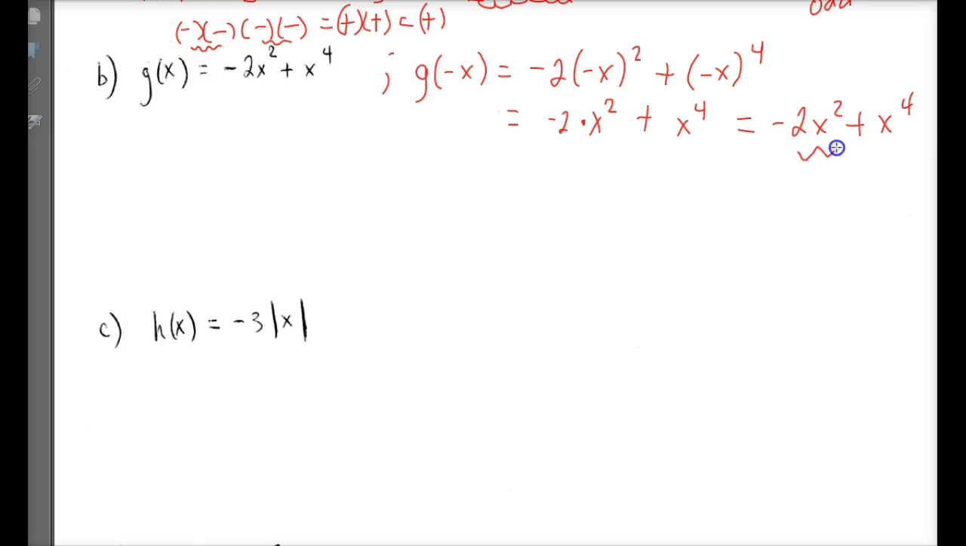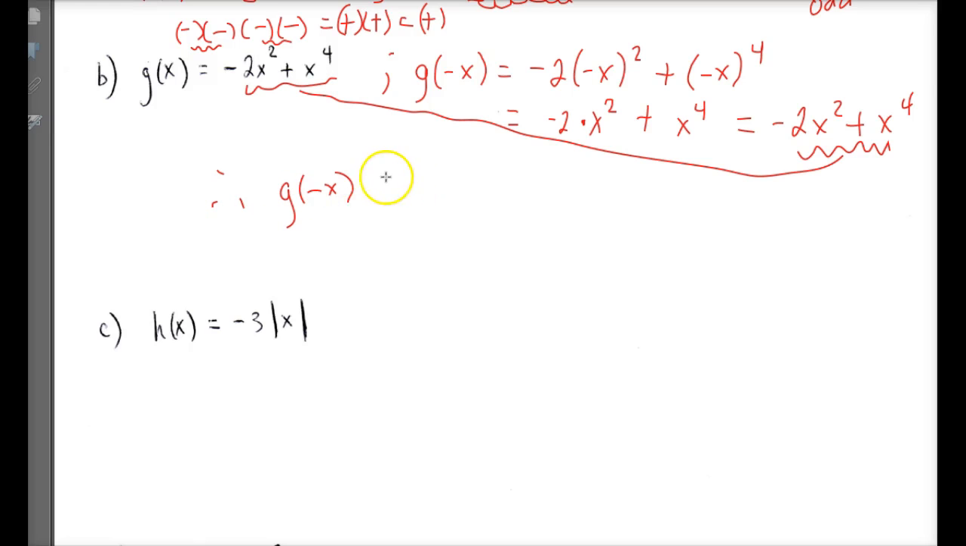And if we look at it, this is the exact same thing that this is. So therefore, we know that g of negative x is the same thing as g of x. Okay? So from here, we would kind of drop down here and just say, all right, this is equal to g of x. And thus, this particular function would be even.